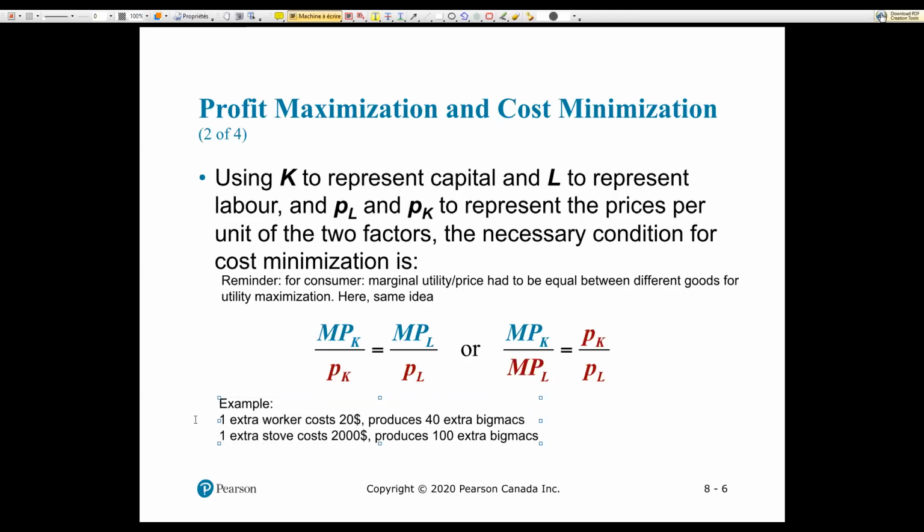So should I hire an extra worker or buy this extra stove to minimize the cost of producing my Big Macs? Well, here I would get that MPK divided by PK would equal 100 divided by 2,000, which equals 0.05.